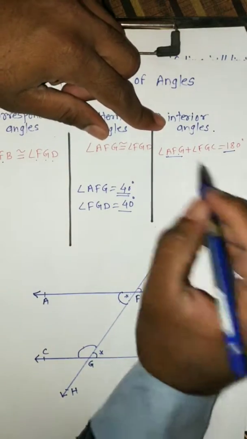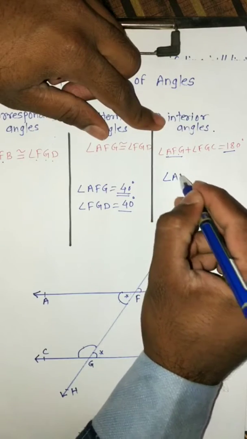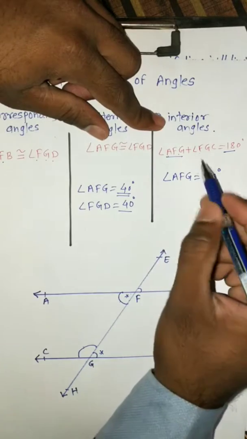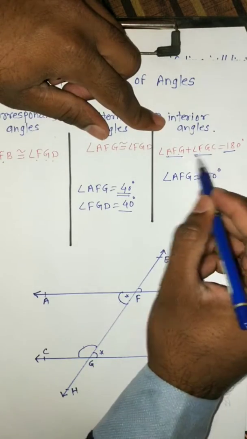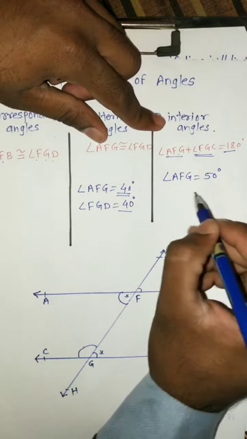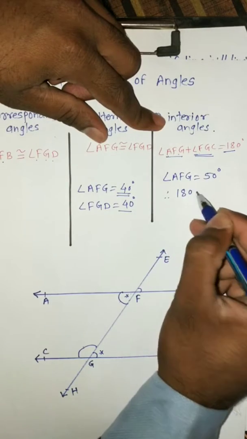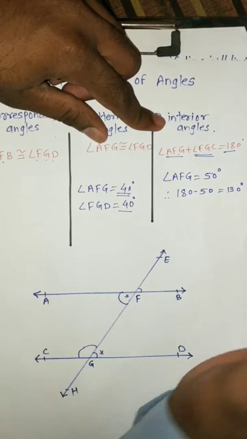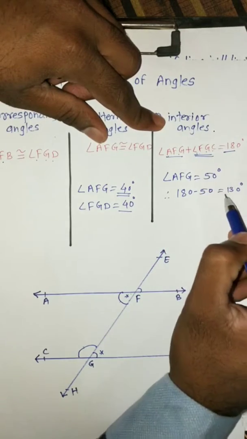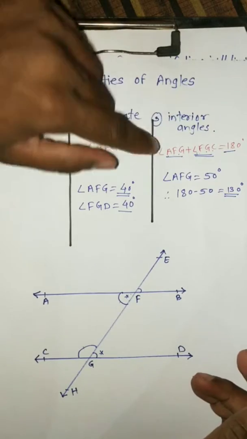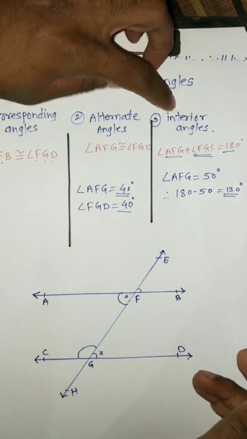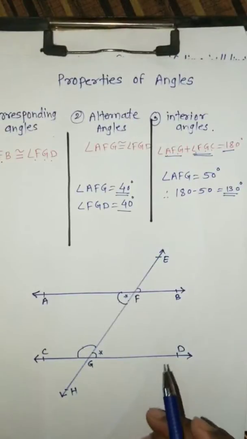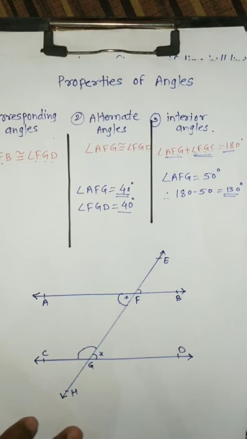Suppose angle AFG is given as 50 degrees. Then we can say that angle FGC is 180 minus 50, 130 degrees. The angle FGC is equal to 130 degrees. This is the property of interior angles. These three angle types are very important for finding the given value. So let's start the examples.